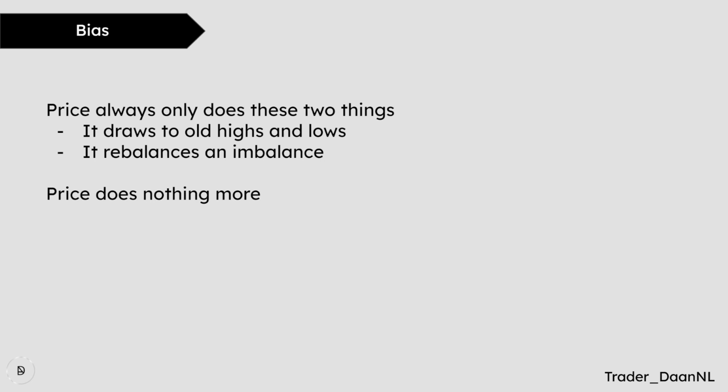Now that you know what the correct dealing range is on your chart, it is important to know what price will always do. Because when you are creating a bias, it is important to know that price only does 2 things. It draws to all highs and lows, or it rebalances an imbalance. Price does nothing more in regards to price delivery.